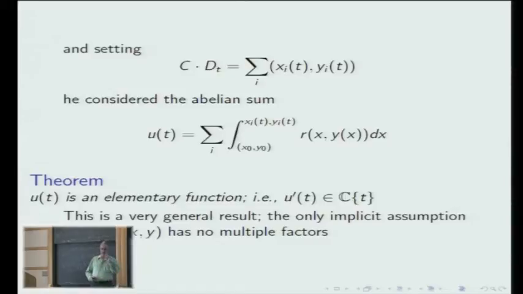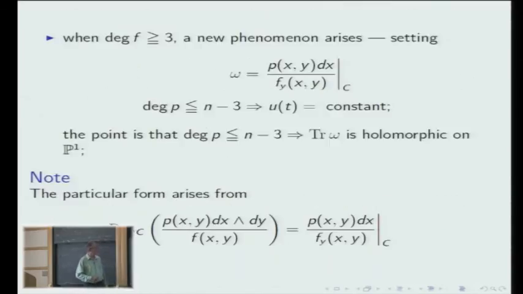And instead of looking at these individual integrals, he considered the sum of the integrals to all those variable points of intersection as a function of the parameter t. And his theorem is that this is an elementary function. That is, the derivative is a rational function. Okay? So that was Abel's theorem in its original form. The individual integrals may be very highly transcendental, complicated objects, but this abelian sum is something understandable. It's a very general result. The only implicit assumption is that this polynomial has no multiple factors. The proof goes through in that generality.